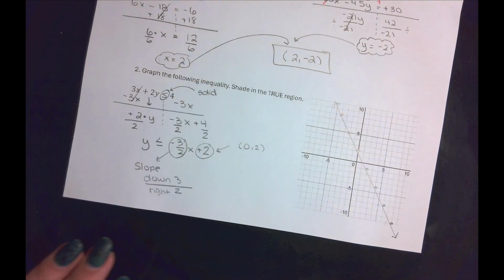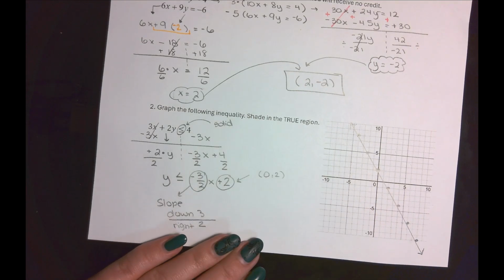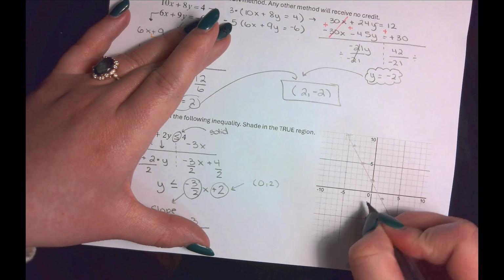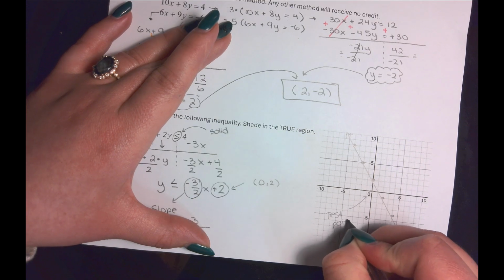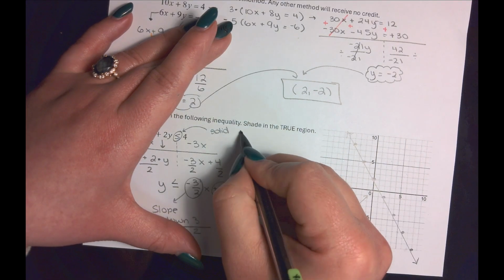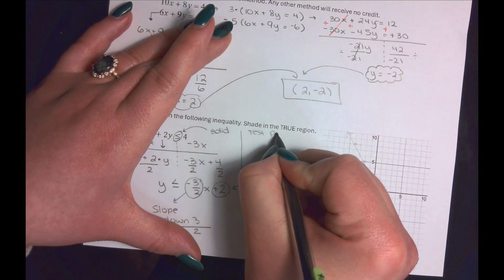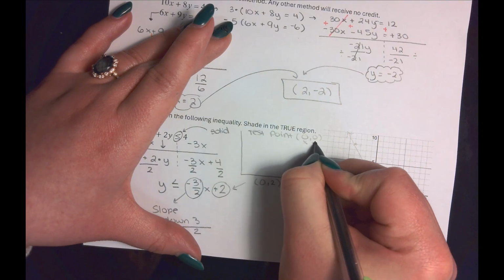Doing an arrow. All right, now that we're here, we need to shade in the true region. So we need a testing point. I usually go with 0, 0 as my test point, just because it's easiest to calculate. I'm going to separate out some space. And my test point is going to be 0, 0 for my x and my y.